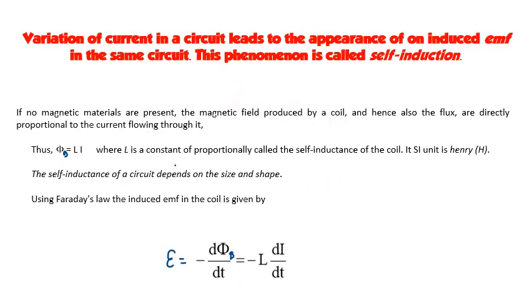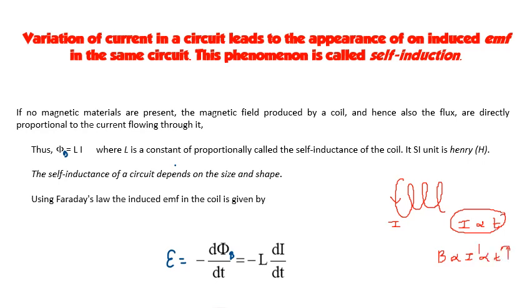Suppose that we have a coil, and suppose current is passing through the coil. And suppose current is not constant; suppose current is depending on time. So if current depends on time, then magnetic field depends on current and current depends on time. So with change in time, I will change, then B will change. And if B will change, then the flux through the coil will also change. And if the flux through the coil will change, then there will be an induced EMF in the coil.